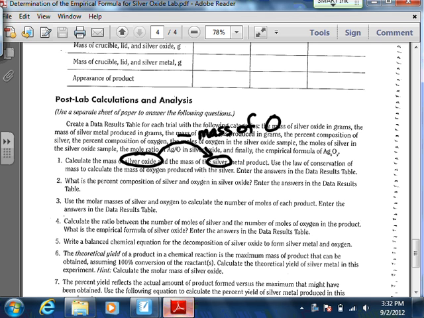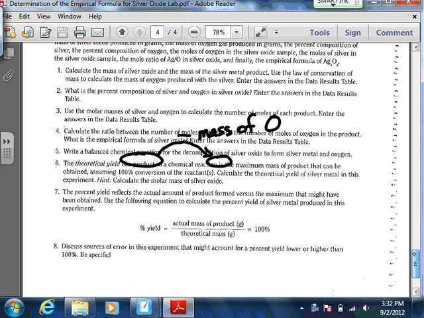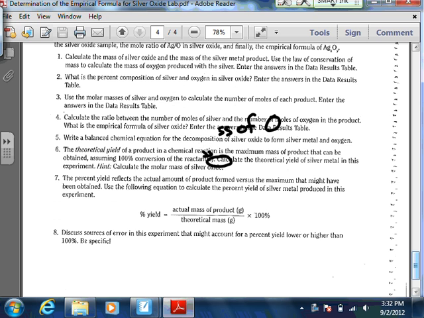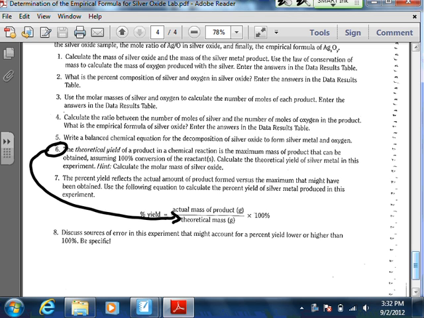Then the percent yield is going to reflect the actual amount. Alright, so the percent yield, again, they're giving you the formula right there: actual mass divided by theoretical mass times 100. You just figured out the theoretical in step 6, so whatever you figure out here goes down here on the theoretical. The actual mass of the product, that's your average mass of silver that you got in your trials, okay? And so you can take that divided by the theoretical mass times 100, okay? And that's going to give you your percent yield.